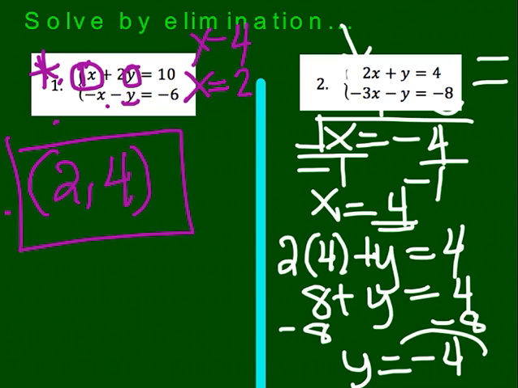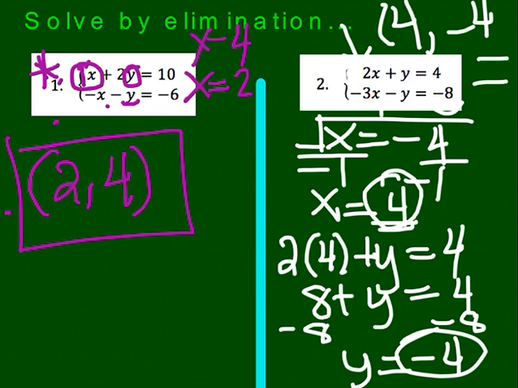So here are my two answers, negative 4 and 4. So we need to write that out as a coordinate point. So first thing I do is I write my x, and then I write my y. So I have 4 and negative 4. So that's my final answer for number 2.